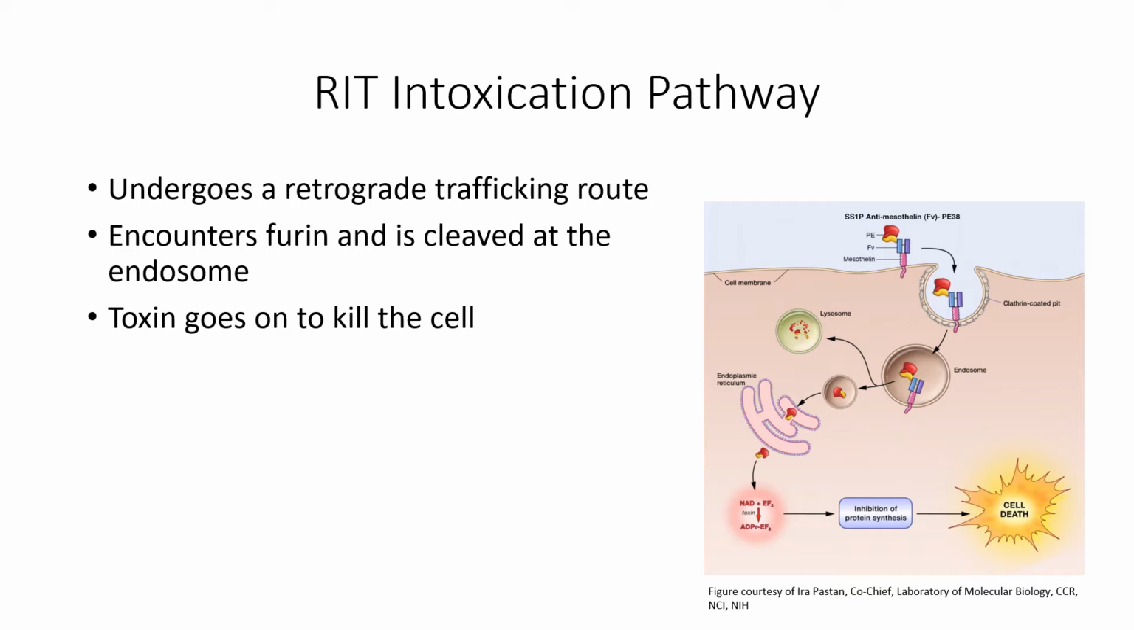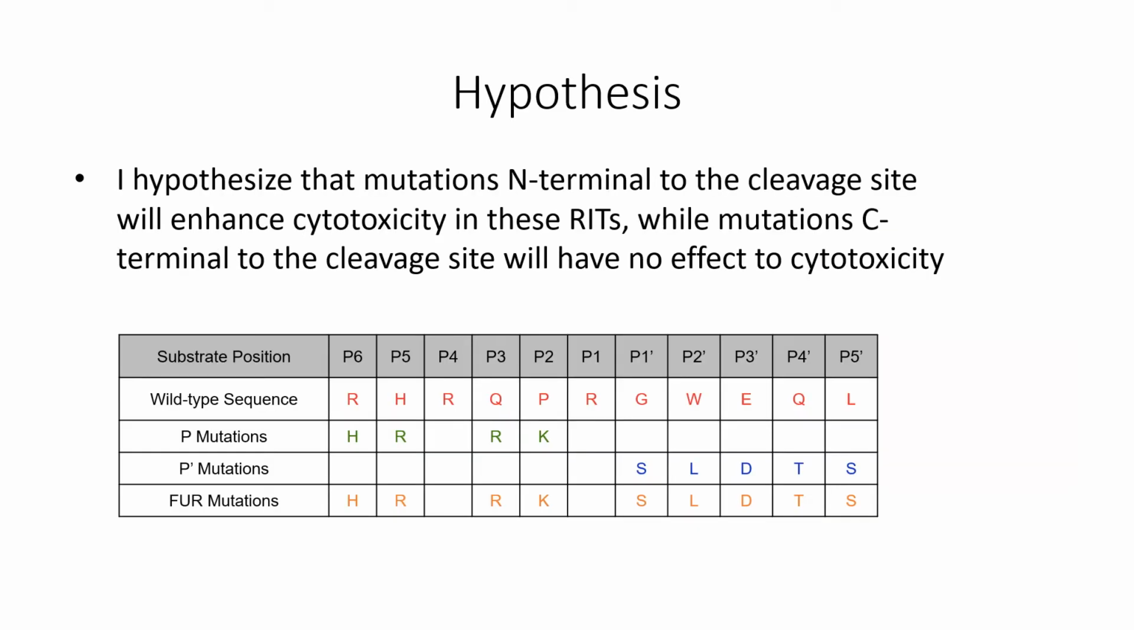Unfortunately, furin is not quite efficient at cleaving the recombinant immunotoxin, which is a problem that my project focuses on. The purpose of my project is to create mutations at the furin cleavage site in anti-mesothelin PE-based recombinant immunotoxins in order to increase cleavage efficiency and improve cytotoxicity.